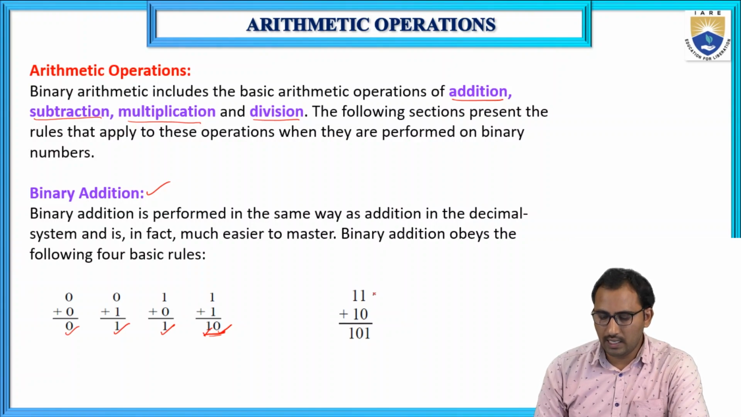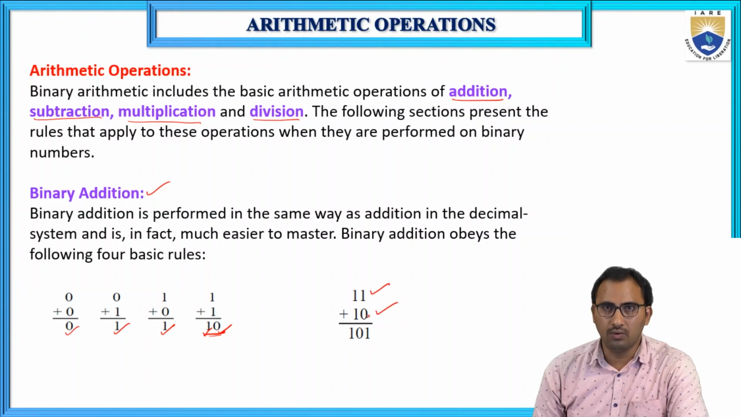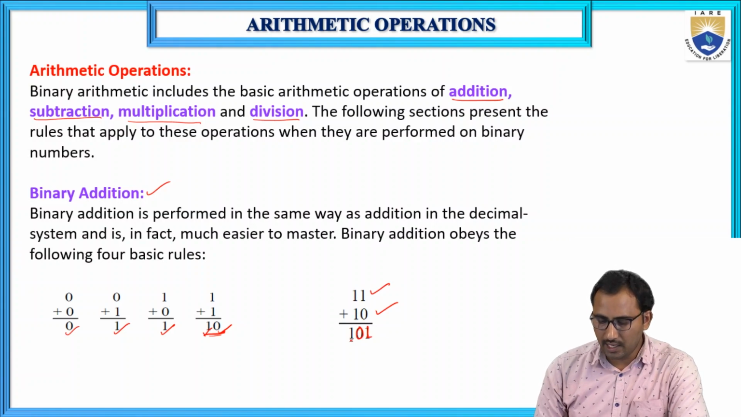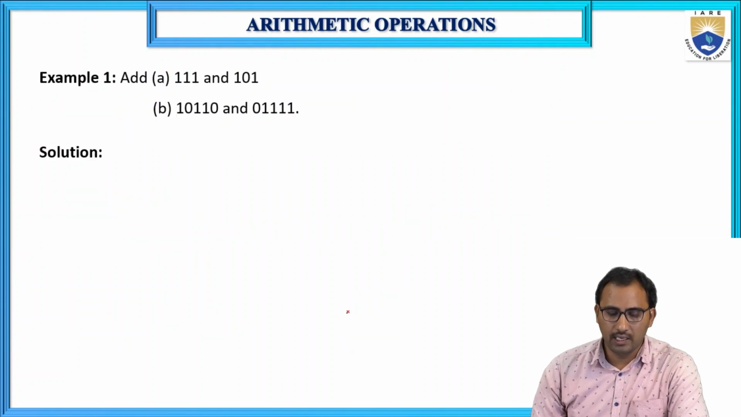Suppose you are adding 11 and 10. So 1 plus 0, you will get 1. Next, 1 plus 1, you will get 0 with carry 1. So this is a binary addition.